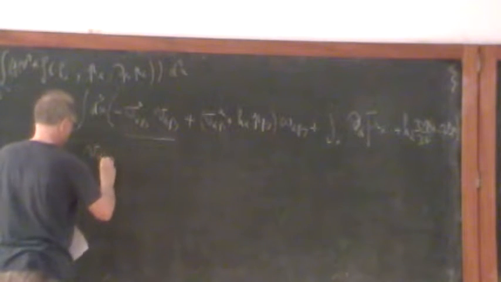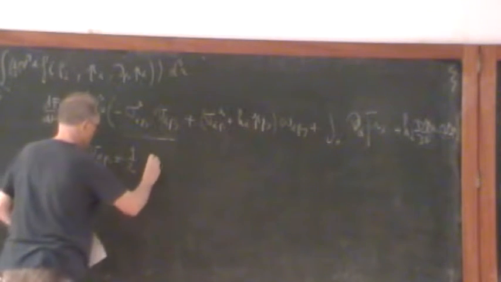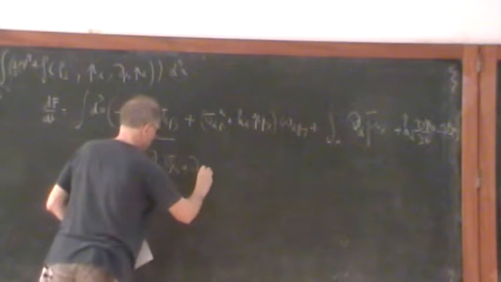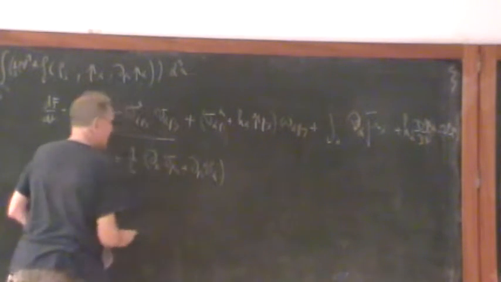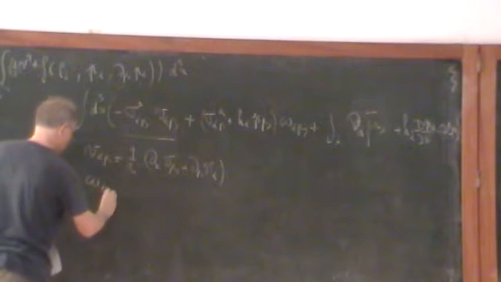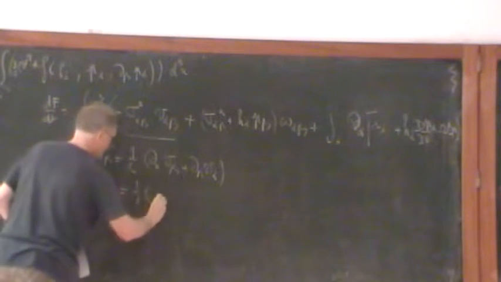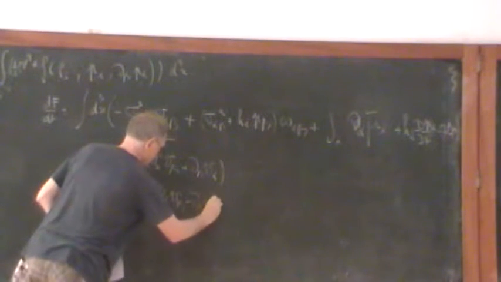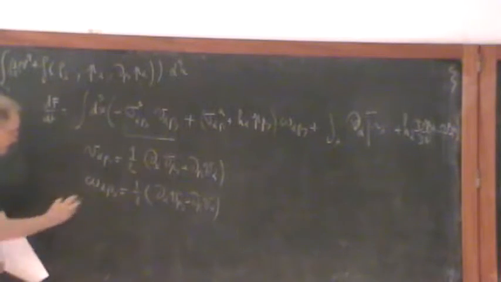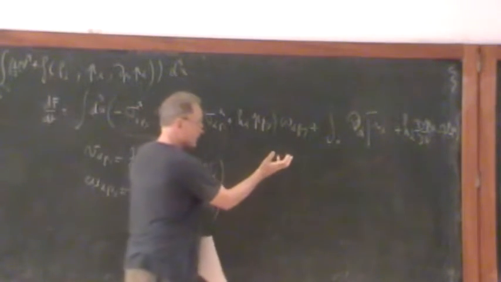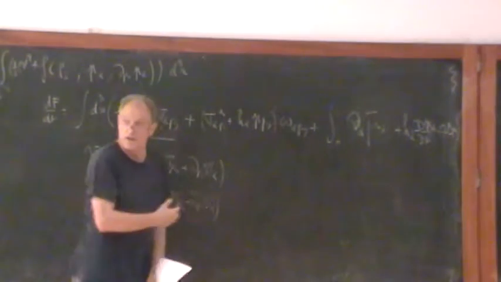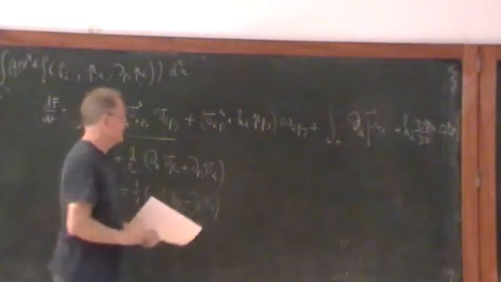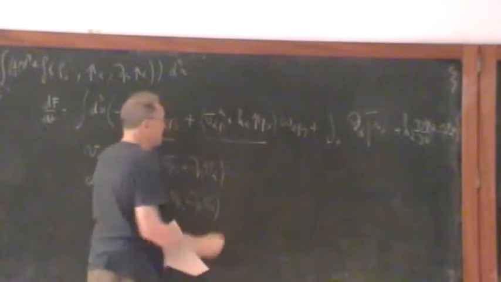So V alpha beta here is 1/2 of D alpha V beta plus D beta V alpha. And vorticity omega alpha beta is 1/2 D alpha V beta minus D beta V alpha. Okay, but this is background fluid rotation. So with background fluid rotation, there should be no dissipation. So that gives you a relation between this guy and this guy.